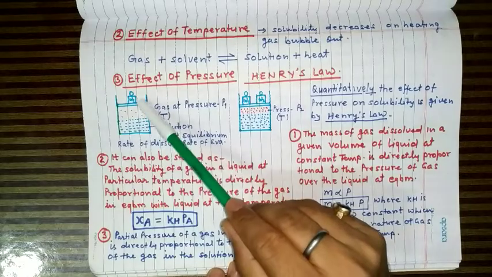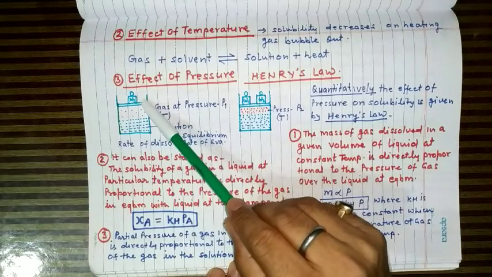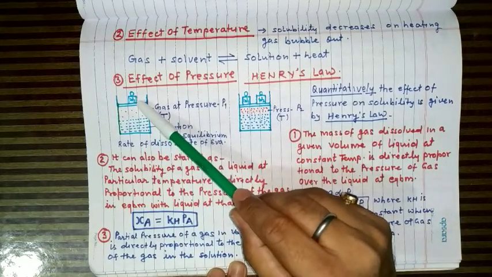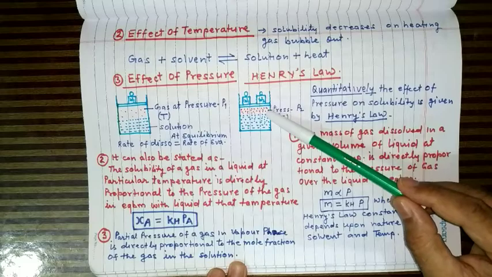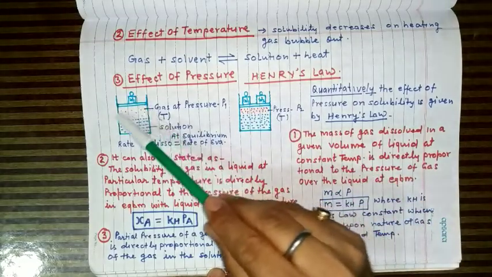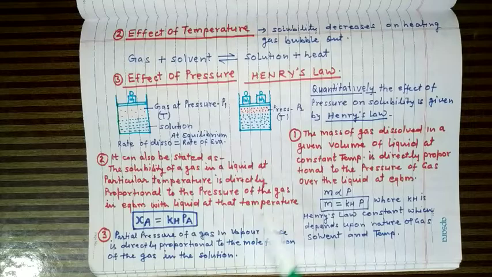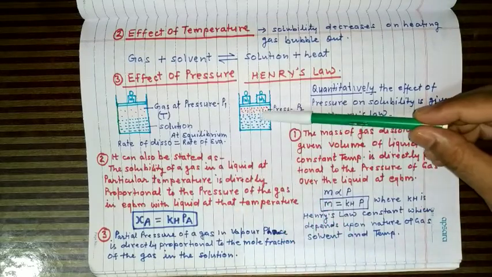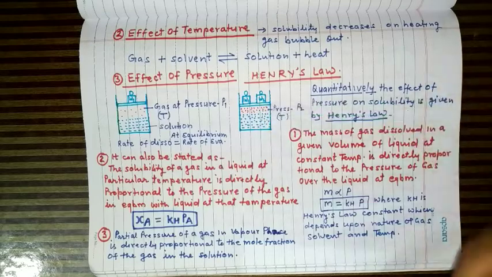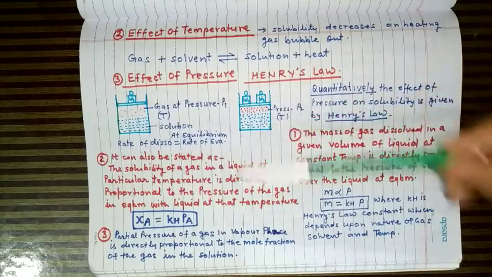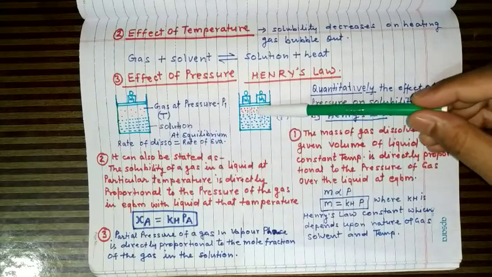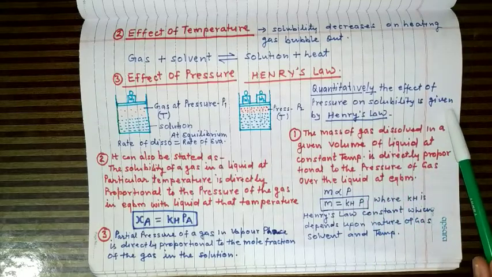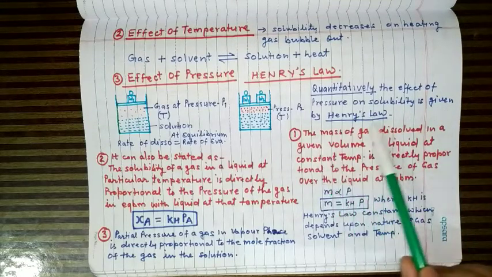Now, what is the effect of pressure? Let us see. If we put one more weight to increase the pressure over the gas, this piston comes down. Now the same number of molecules acquire a lesser volume over the liquid. Since they are occupying lesser volume, they more often strike the surface of the liquid, lose their energy, and then are trapped in the liquid state. It means the solubility has increased. Quantitatively, the effect of pressure on solubility is given by Henry's law.